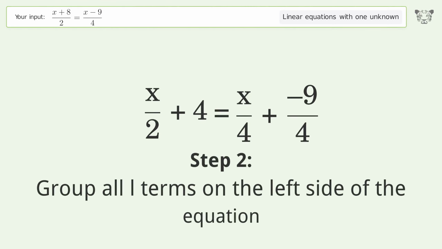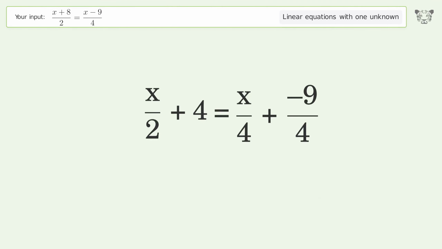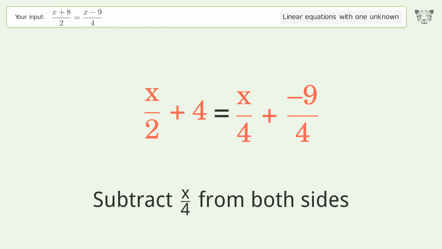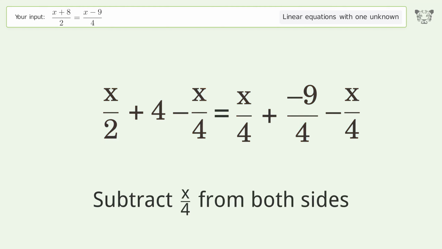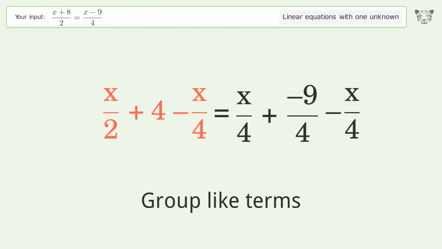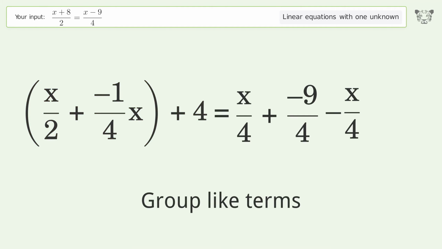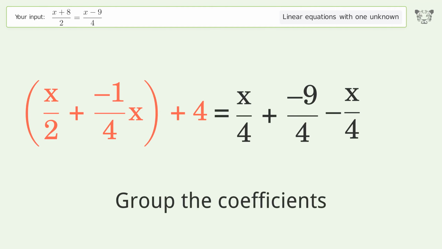Group all L terms on the left side of the equation. Subtract 10/4 from both sides. Group like terms. Group the coefficients.